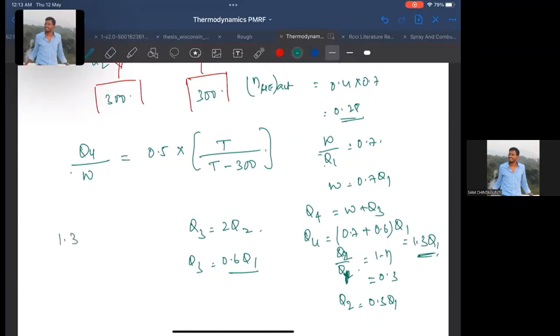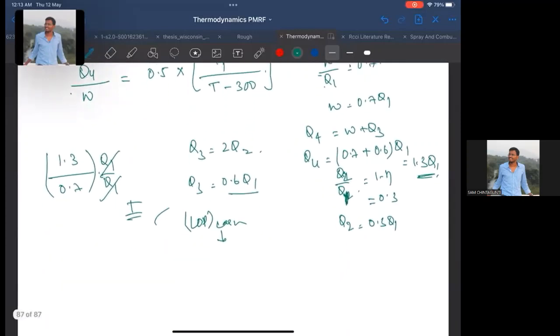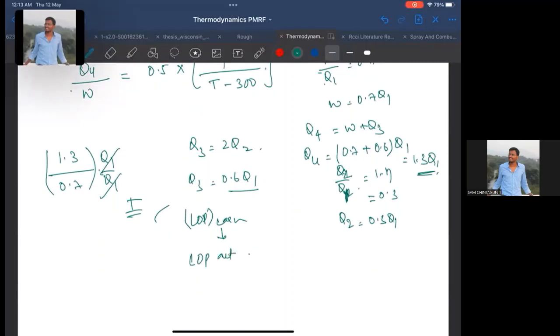So Q4 by W is equal to 1.3 by 0.7. Q1 by Q1 gets cancelled. So now you can directly find the temperature. Once you get the temperature, you get COP Carnot, and that gives COP actual is equal to 0.5 into that, and then you can find the heat supply to the engine, etc.